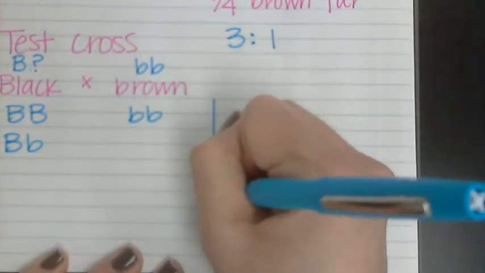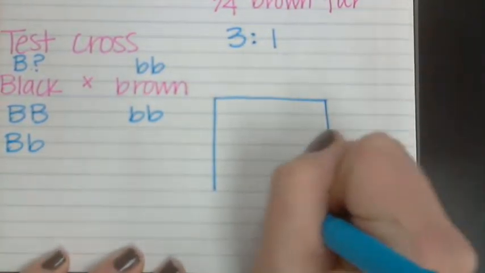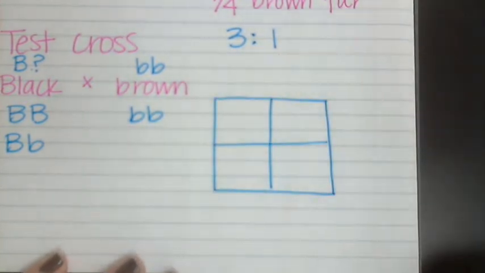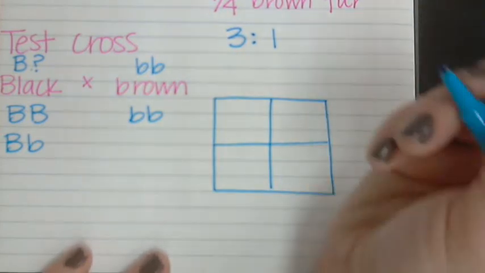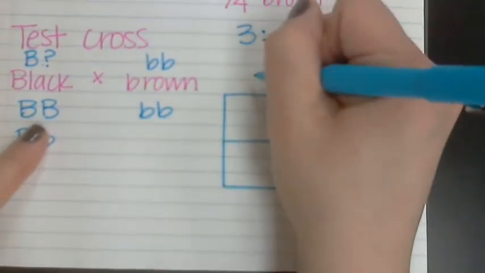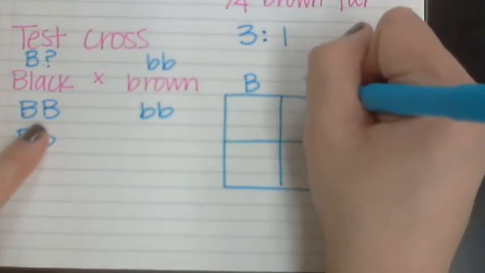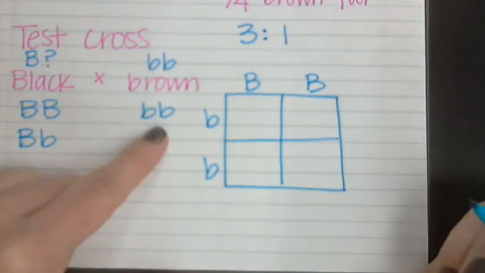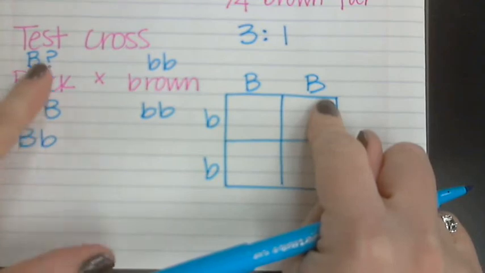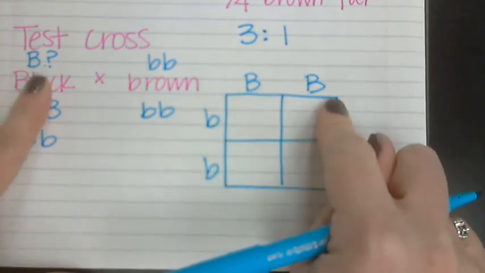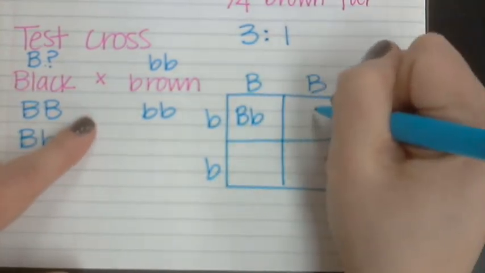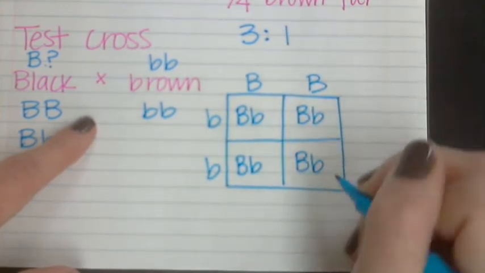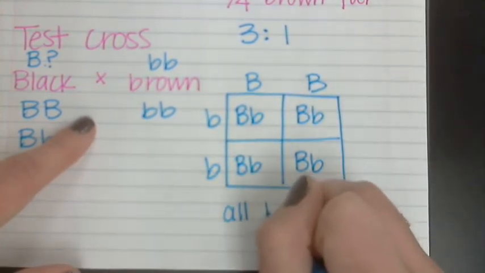When I go to do this cross, what I would do is look at which offspring I got. If I had a big B and I mixed it with a brown individual, so if my unknown is homozygous dominant, all of my offspring are going to end up heterozygous, and all of my offspring would have black fur.